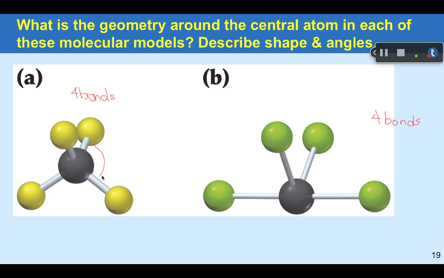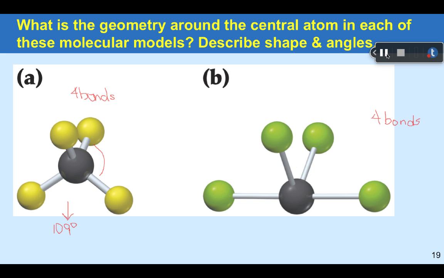So the one on the left appears to be the geometry where there are 4 things around the central atom without lone pairs. So this should be tetrahedral geometry for the molecule, 109-degree angles. 109 and a fraction, but that's close enough.